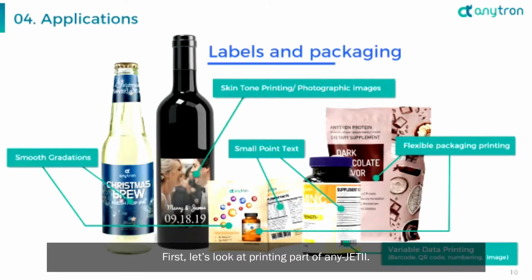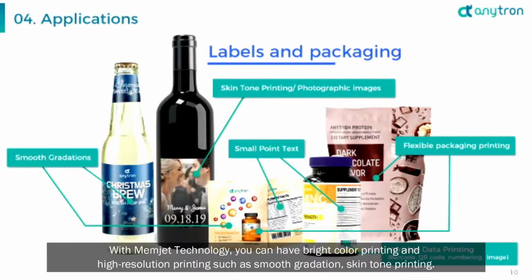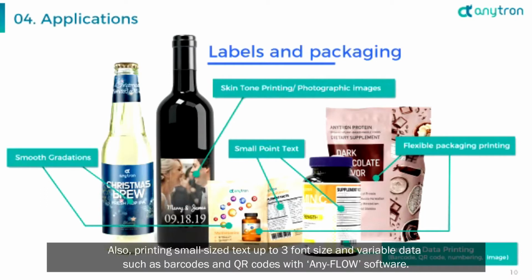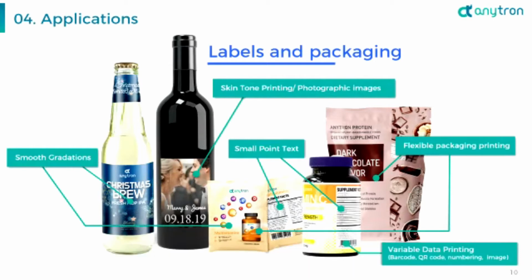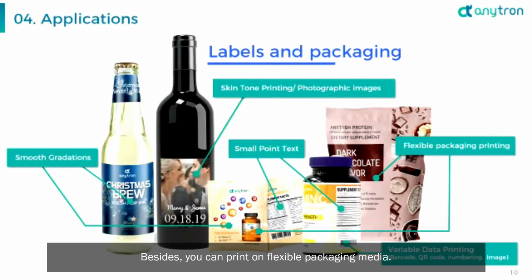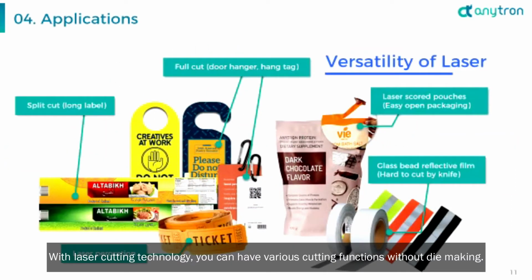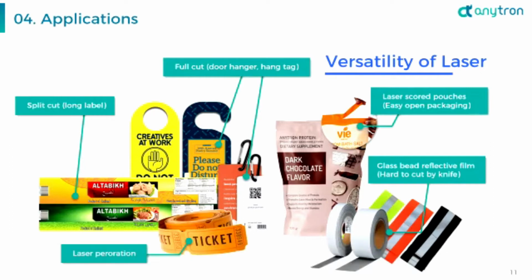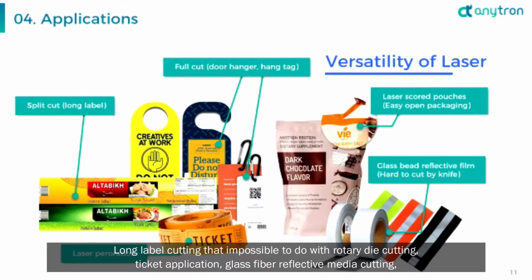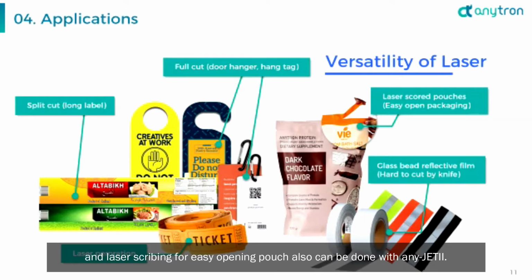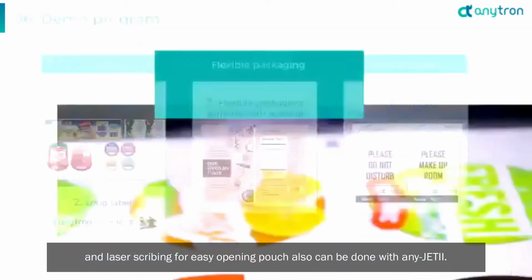There are many applications that you can use AnyJet 2. First, let's look at the printing part of AnyJet 2. With MMJet technology, you can have bright color printing and high-resolution printing such as smooth gradation and skin tone printing. Also, printing small size text up to 3 font size and variable data, such as barcodes and QR codes with AnyFlow software. Besides, you can print on flexible packaging media. With laser cutting technology, you can have various cutting functions without die making. Let's have a look at what you can do with laser. Long label cutting that is impossible to do with rotary die cutting, ticket application, glass fiber reflective media cutting, and laser scribing for easy opening pouch can also be done with AnyJet 2.